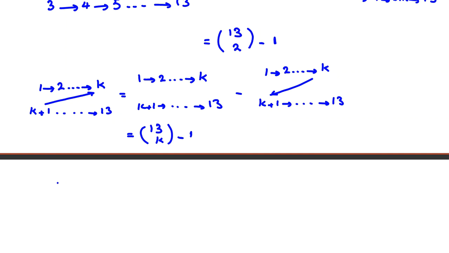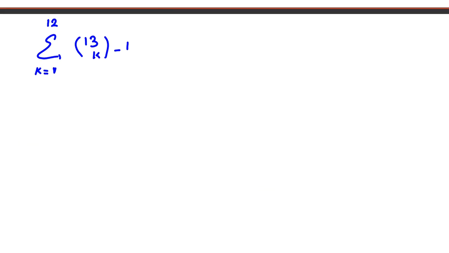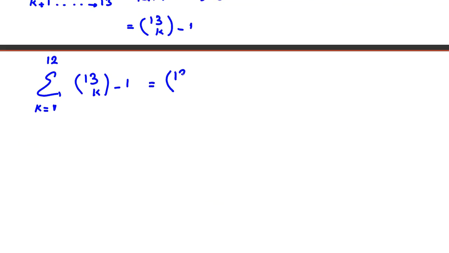Okay, so we can say sigma K from 1 to 12. Sigma means you should consider each one when you write 13 choose K minus 1. For K equals 1, 2, you write all of them and write addition between them, the sum of these elements. And as you can see, the first one also, we can say it is 13 choose 1 minus 1, which is 12. Without sigma, we can write 13 choose 1 minus 1 plus 13 choose 2 minus 1 to 13 choose 12 minus 1.